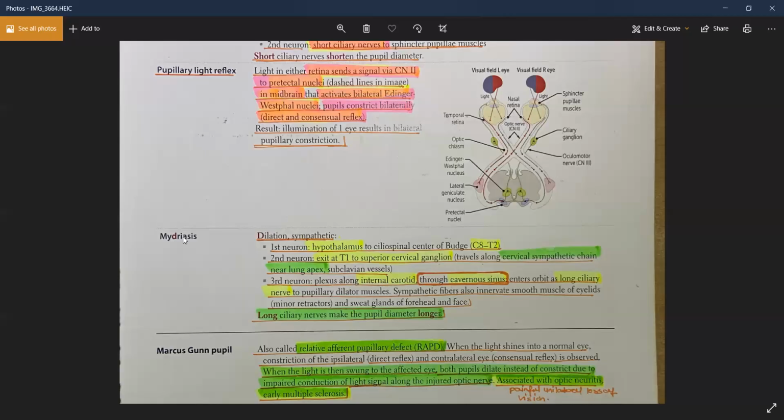Any doubt on the mydriasis? I have one question. Yes. Since the second order neuron is near the subclavian vessels, is there any clinical significance of that? If you got a dissection of the carotid arteries, you can have a loss of blood supply. You will have this hemorrhage along with Horner syndrome, and it will be a very painful condition for the patient also. So that can include the subclavian vessels. Subclavian vessels, I think that generally won't happen.